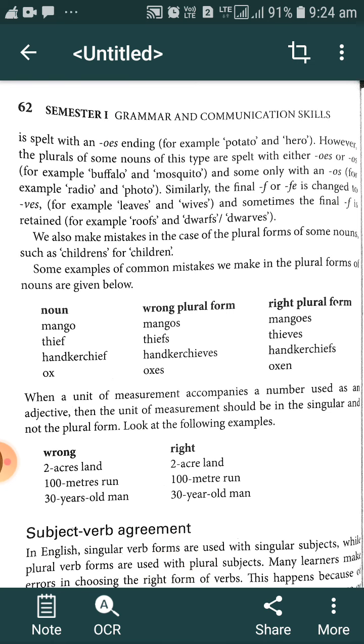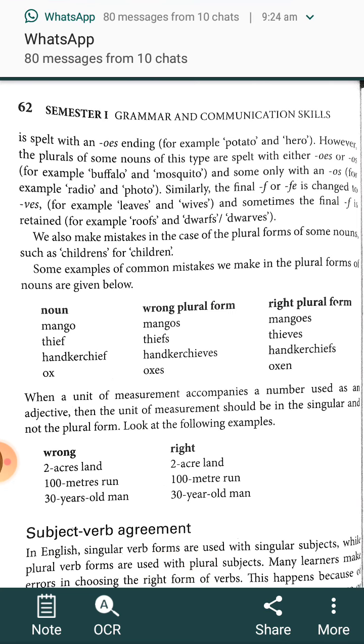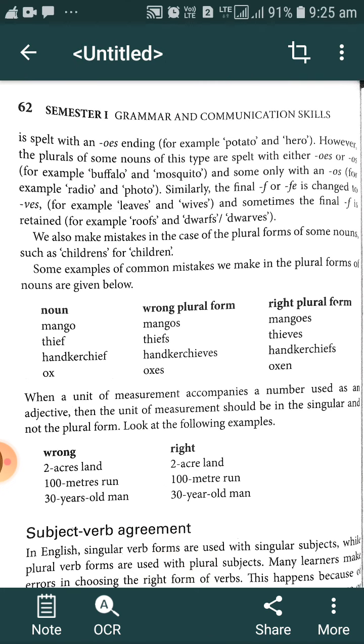Thief, THIEF. We don't need to add a direct S. We have to convert that F into VES. The plural form of thief is THIEVES. Handkerchief. We don't have to convert that F into VES. We have to just add an S suffix here. The plural form of handkerchief is handkerchiefs.